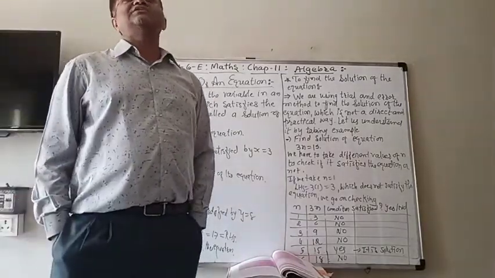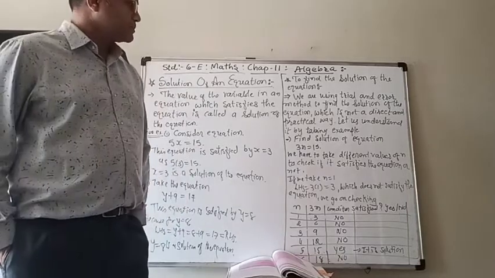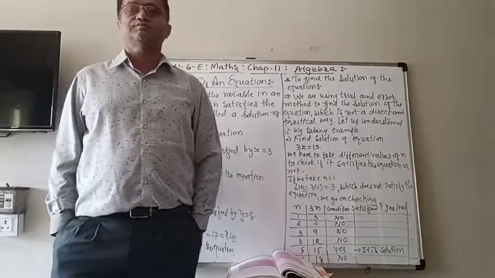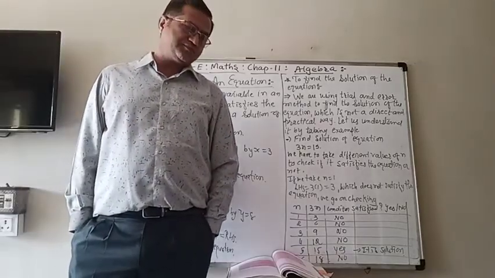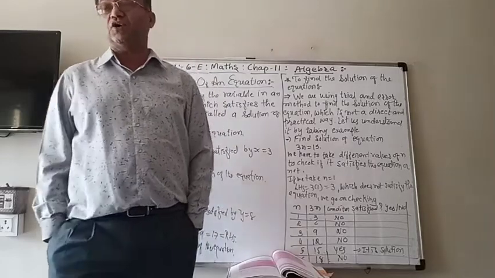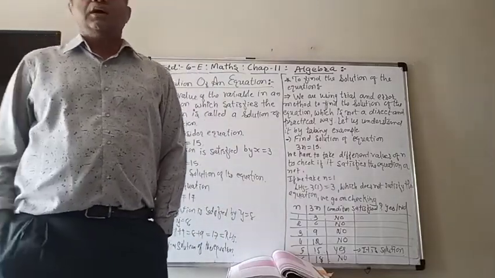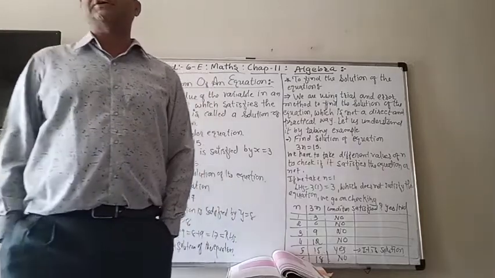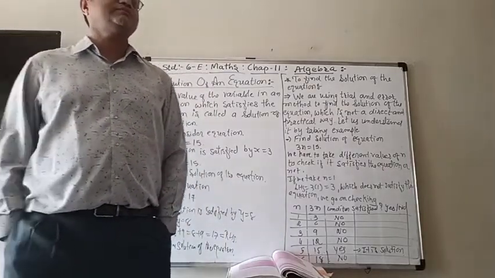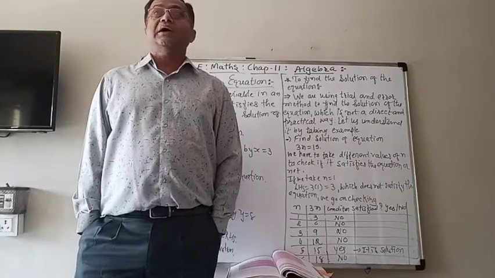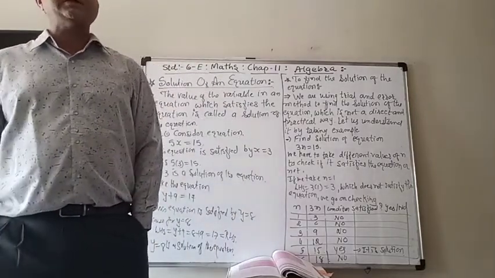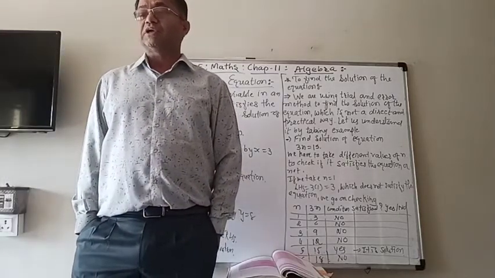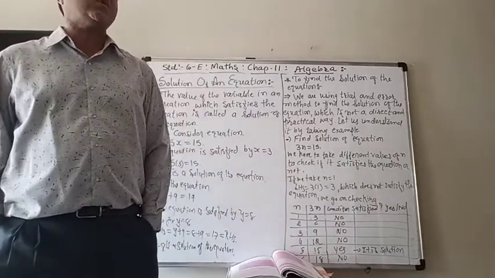Chapter number 11, Algebra, in which in last session we learned about the equation. We know that an equation is a condition on a variable, and it is satisfied only for a particular value of the variable. An equation contains an equality sign between its two parts. So there must be an equality sign when there is an equation.